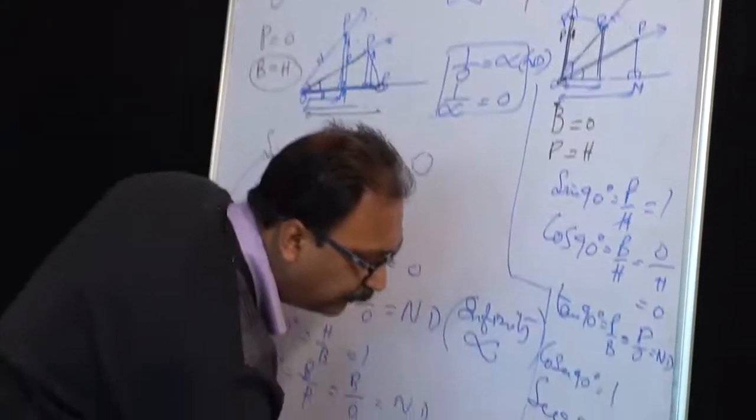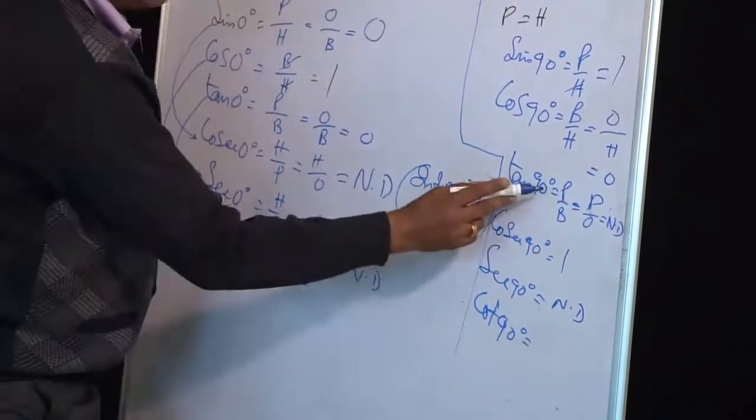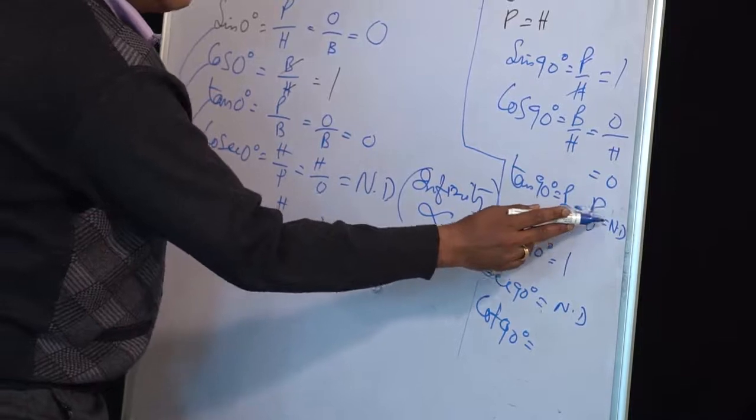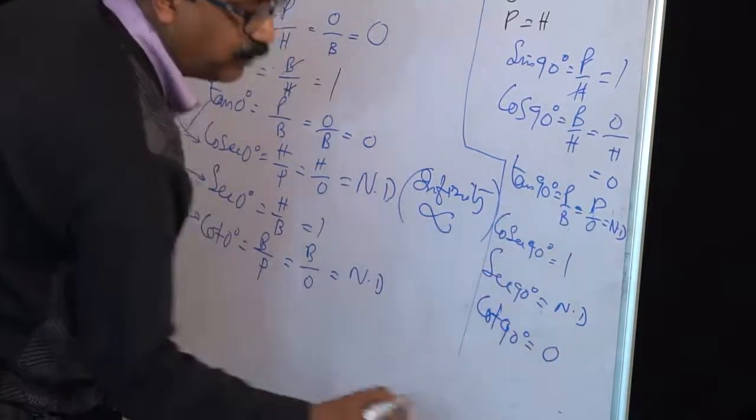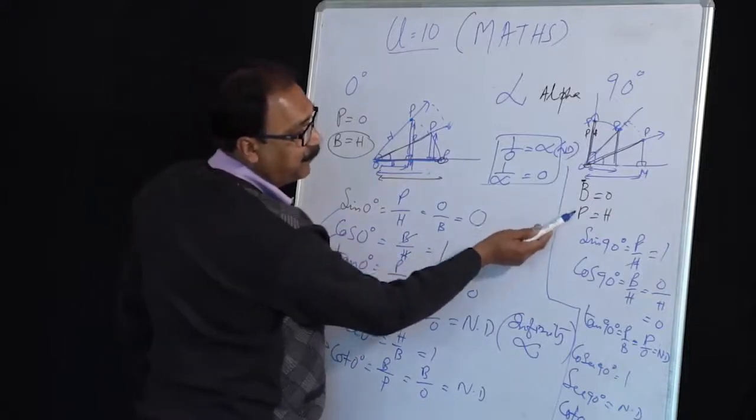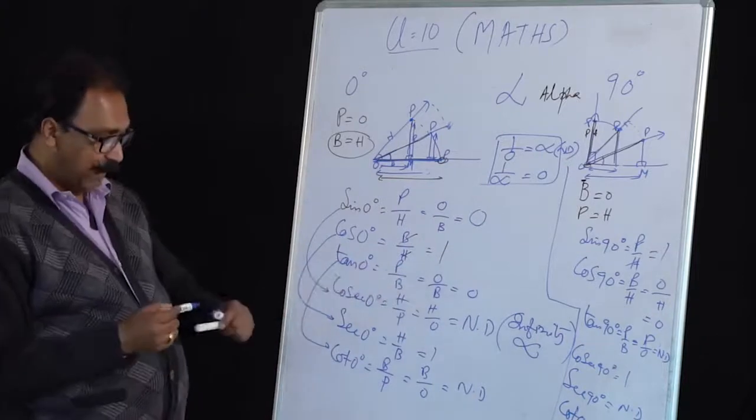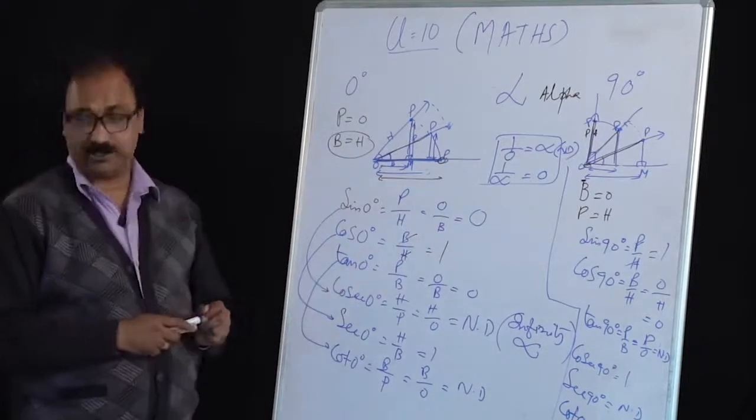And cot 90. Cot 90 is the reciprocal of tan 90. Look at this. Tan 90 is not defined. 1 by not defined is 0. In another way you can check: it is base by perpendicular, 0 by P, which is 0. Are you getting it? So these are the values, but you can make this in a chart.